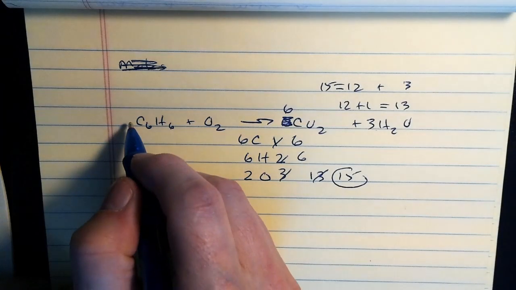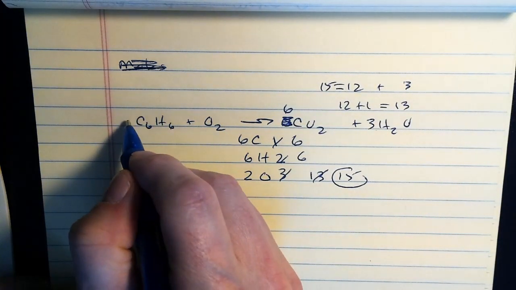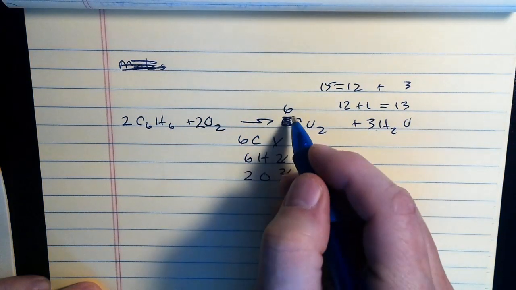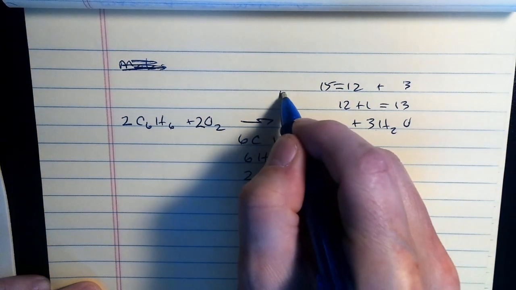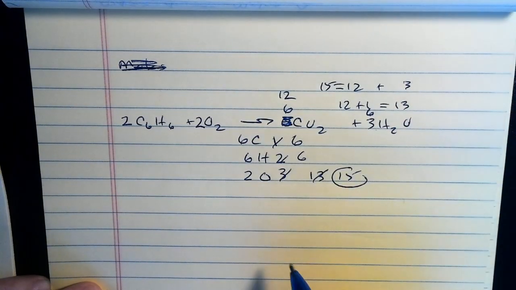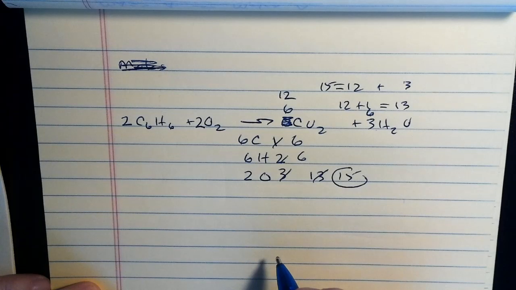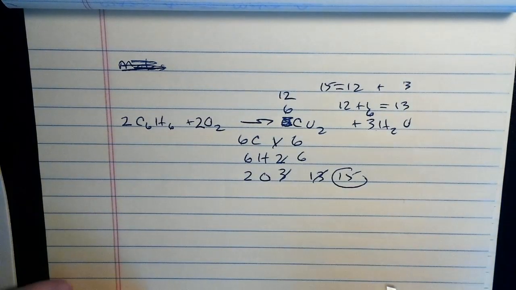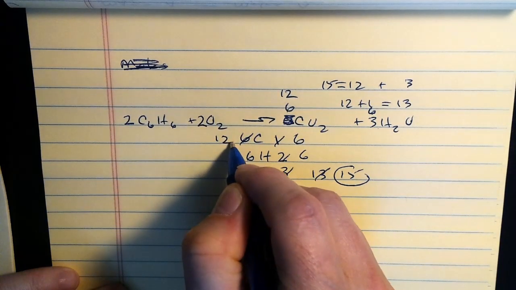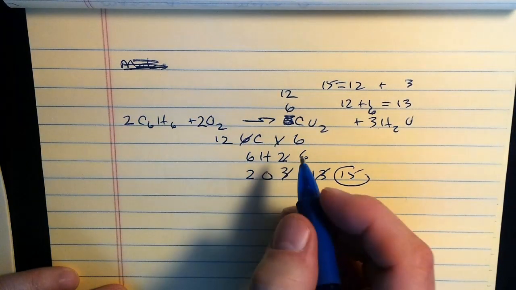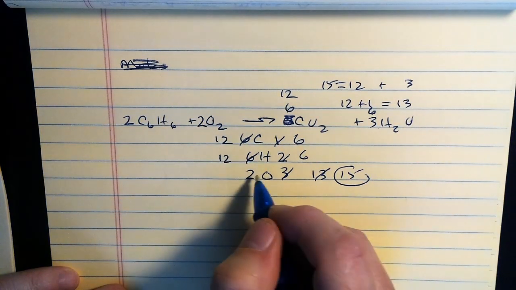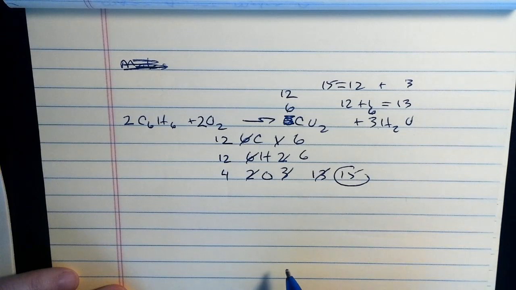So this is a 1, so we're going to make this a 2. This is a 1, we're going to make this a 2. This is a 6, so we're going to make this a 12. This is a 3, so we're going to make this a 6. So now we've got to remultiply. 2 times 6 carbons will be 12. 2 times 6 hydrogens will be 12. 2 times 2 oxygens will be 4. That's easy enough.